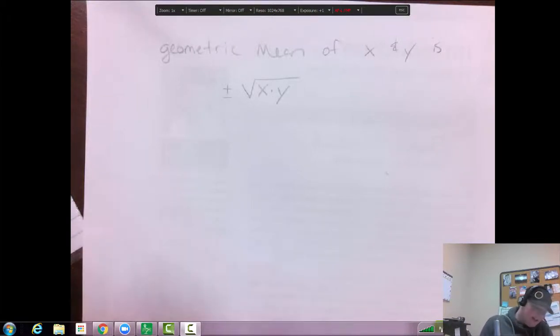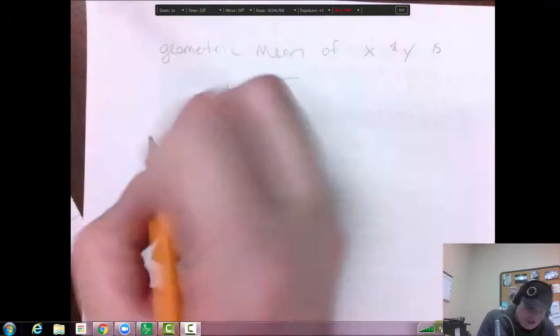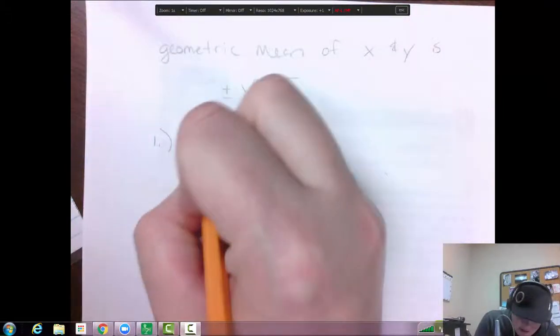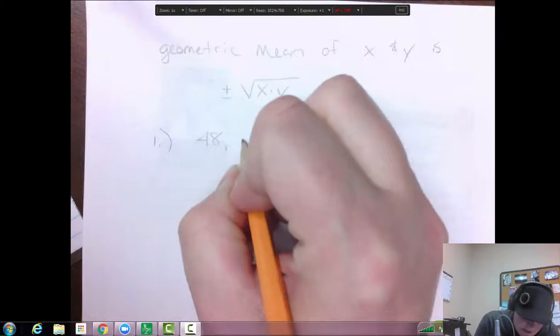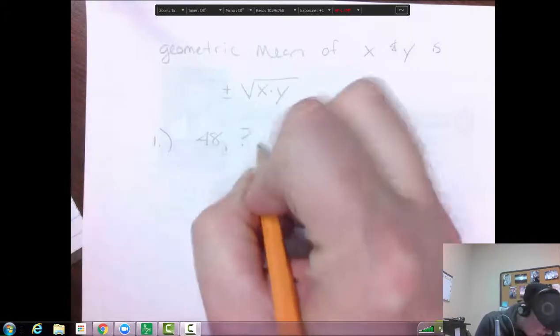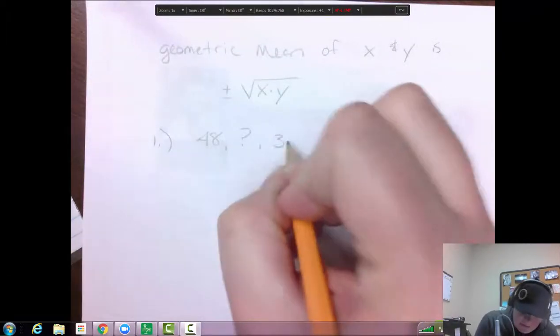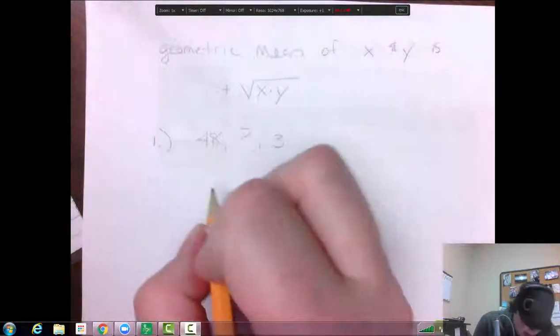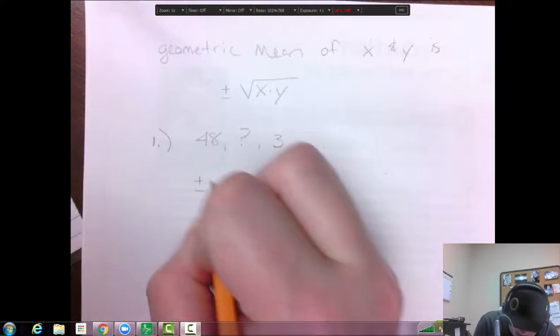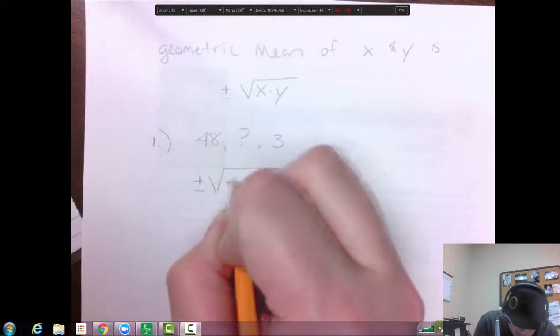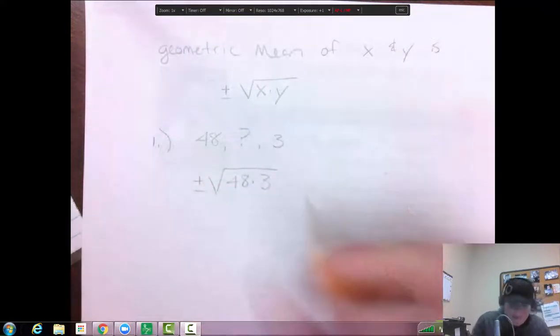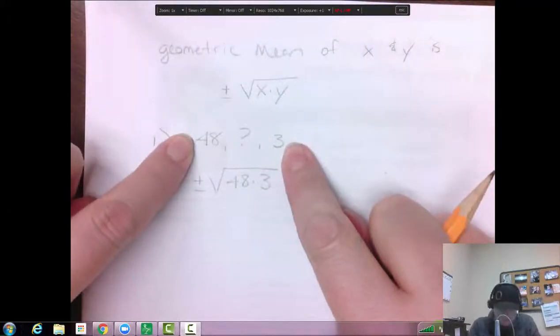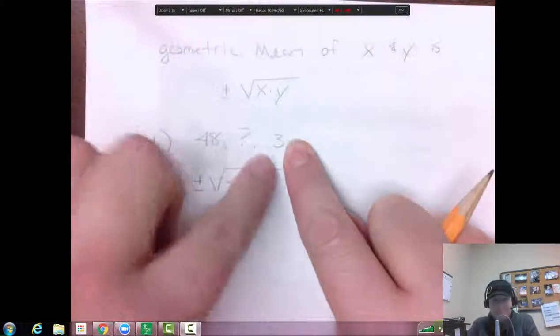So let's look at where I would use this geometric mean. Well, I would use it if I know the first term is 48, but I don't know the second term, but I know the next term is 3. So I have to be timesing by something to get down to that 3. So here's how I can figure out what that is. I would say, okay, it's going to be positive or negative the square root of the 48 times the 3. The geometric mean between these two numbers would get us the middle number.